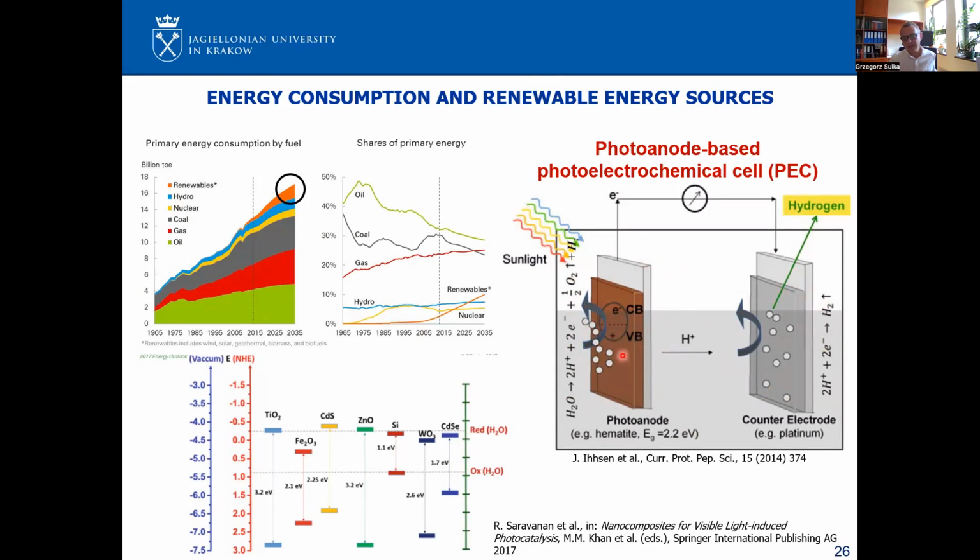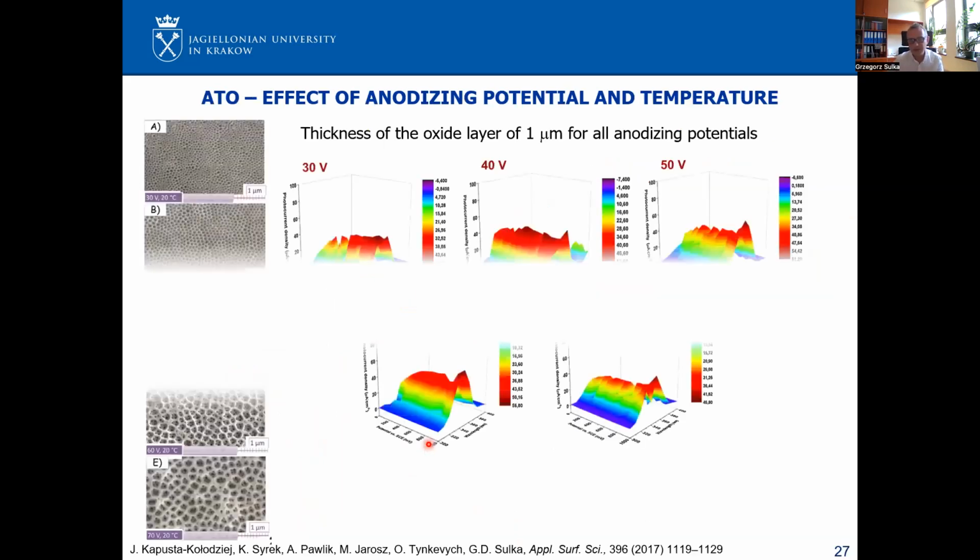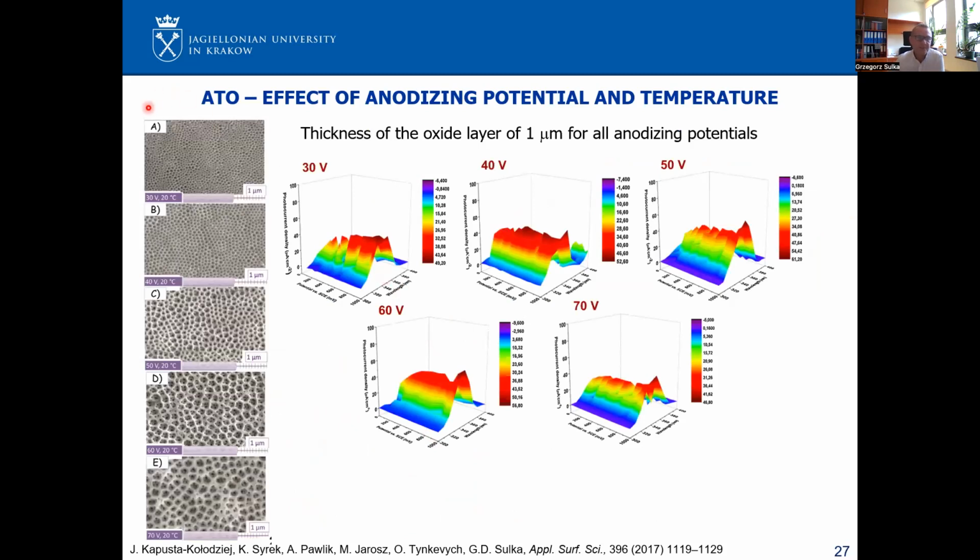So the semiconductors which should be present on the surface of the photoanode are from the group of that one. Of course, these are not all of them, but it could be titanium oxide, zinc oxide, also tungsten oxide. And we used our anodic oxide for water splitting application in such cells. And you can see that this anodic titanium oxide is used for generation of photocurrent.